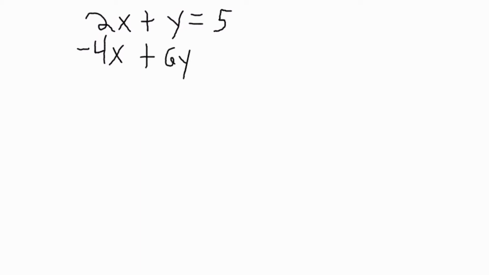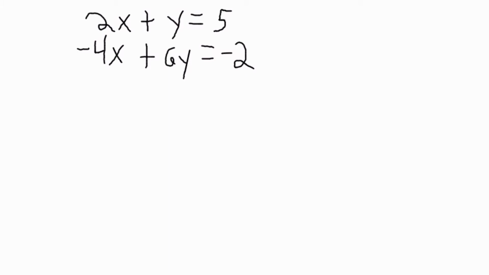My name is Angel, and today we're going to be practicing systems of equations by elimination. A system of equations is when you have two different equations with two variables. So for instance, we have 2x plus y equals 5, and we have negative 4x plus 6y equals negative 2.